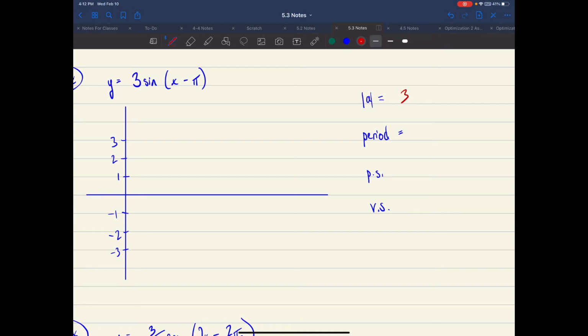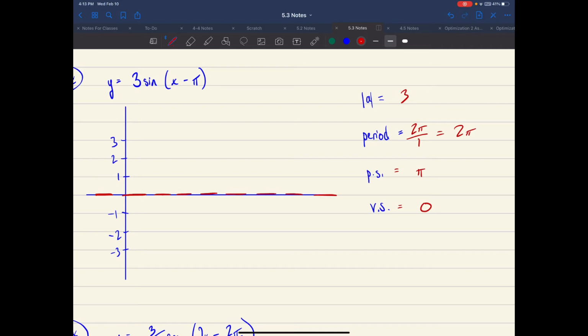The period, since there's no number in front of x outside of the parentheses, we assume k is 1. So the period is going to be 2 pi over 1, just like the last one. So that's 2 pi. The phase shift, this does have a phase shift. So x minus pi tells us the phase shift is pi. And there is no vertical shift, so we'll say it's 0. So again, I always start with that vertical shift, and there isn't one, but I'm still going to draw this dashed line on the axis.